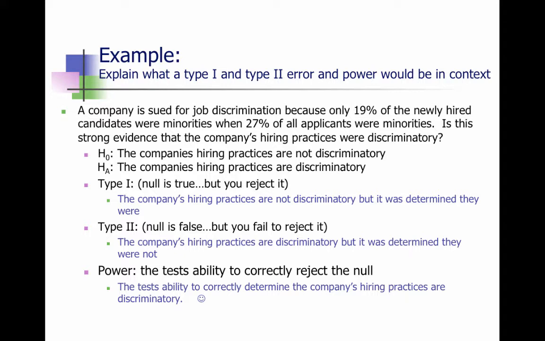Lastly, looking at the power, it is the test's ability to correctly reject the null hypothesis. They're rejecting the null, and that is what they should do. We would state that the power is the test's ability to correctly determine that the company's hiring practices are discriminatory. So again, we're correctly finding in favor of the alternative hypothesis.